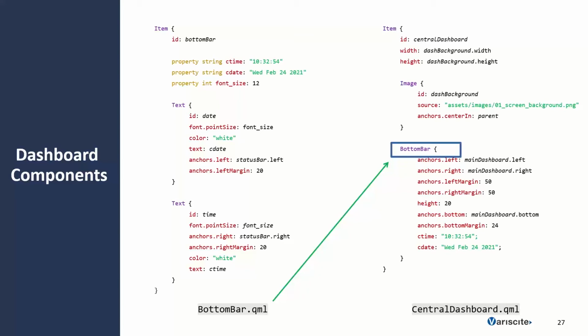As a component, this will be referenced within the main QML file that we call the central dashboard as a standard object. So bottom bar, and you can see it on the right, sorry, and all of the properties that you can go through for the various settings. This is, as I said, for the bottom bar.